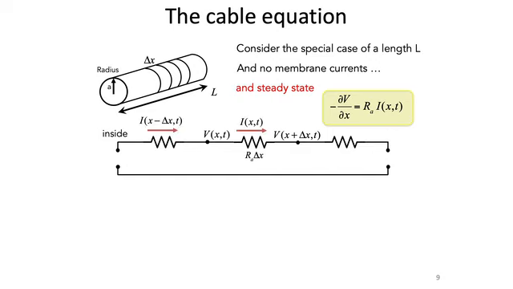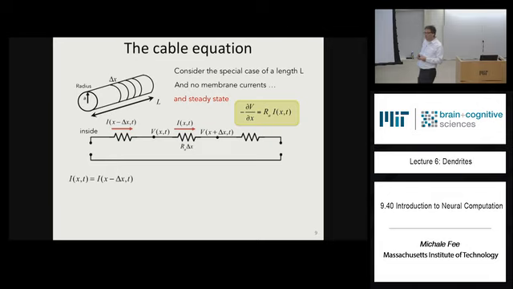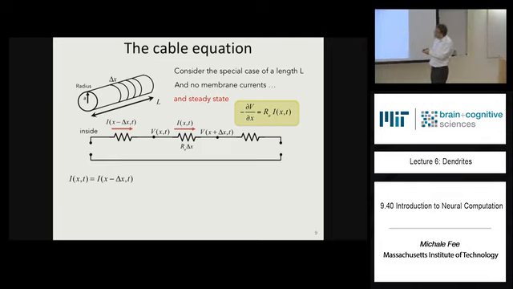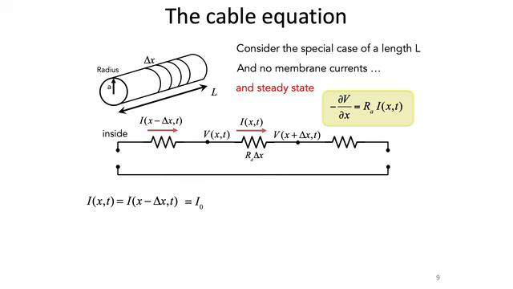So if we take that equation, we can write down the current at, let's say, these two different nodes, I of x minus delta x and I of x. Because there are no membrane currents, those two currents have to be equal to each other, right? Kirchhoff's current law says that the current into this node has to equal the current out of that node. If there's nothing leaking out here, then those two currents have to equal each other, and we can call that I naught. Okay? So now dV dx is minus axial resistance times I naught.